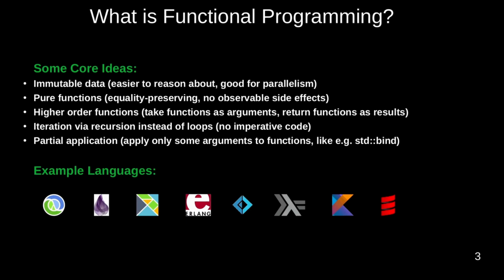Another idea is that when we say functions in functional programming, you usually mean pure functions, meaning first of all functions that are equality preserving, meaning that if you call a function multiple times with the same data, you always get the same result back. And also there should be no side effects, at least not any side effects that you can observe externally. So essentially you want to think about functions like functions in math, as a static mapping from inputs to outputs. And you can cache function calls and so on.